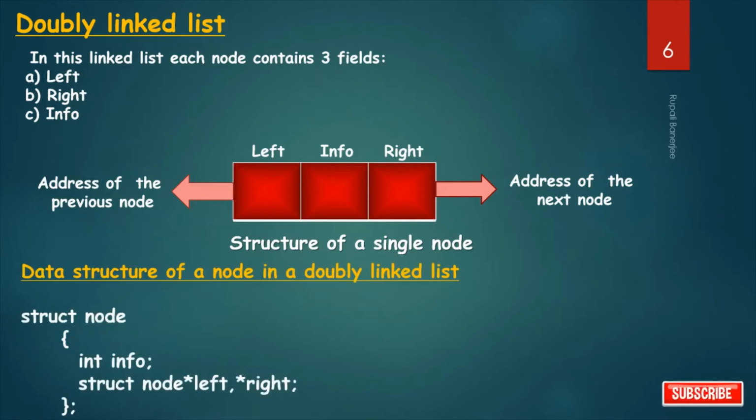So what should be the data structure of a node in a doubly linked list? I use one structure. Name of the structure is node. Here say info is integer, so int info, and I declare two pointer variables left and right. Left can hold the address of any node, right also can hold the address of any node. So how can we declare these two pointer variables? In this way: struct node *left, struct node *right. Means left can hold the address of any node, right also can hold the address of any node.